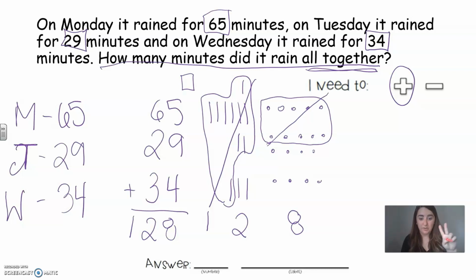All right, so I pulled apart my problem. I solved it. Now I need to check my answer. Does it make sense? Well, I know if Monday it rained for 65 minutes, Tuesday it rained for 29 minutes, and Wednesday it rained for 34 minutes. How many minutes did it rain all together? Means I need to add, so I just had those 3 answers. Yes, it makes sense. So our answer is 128 minutes.